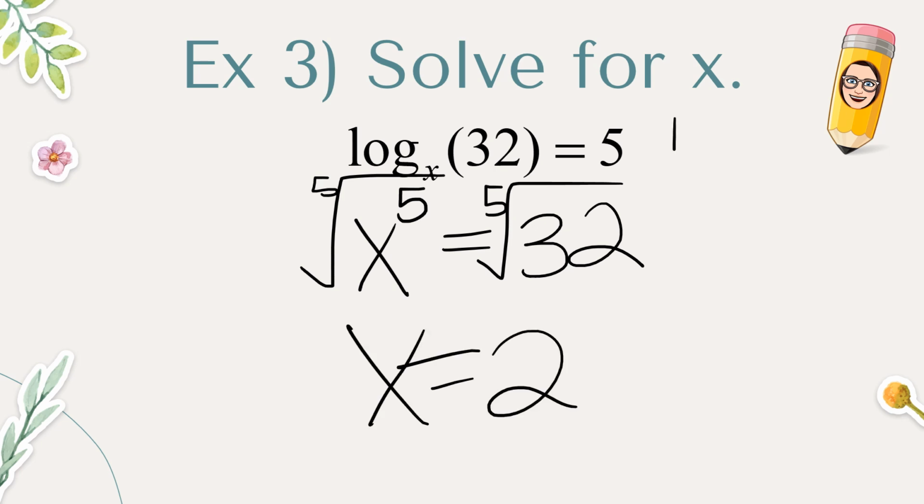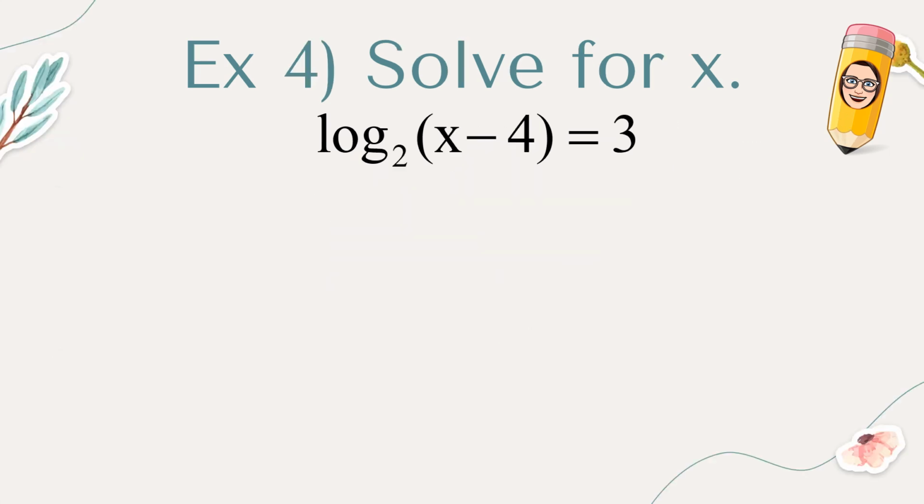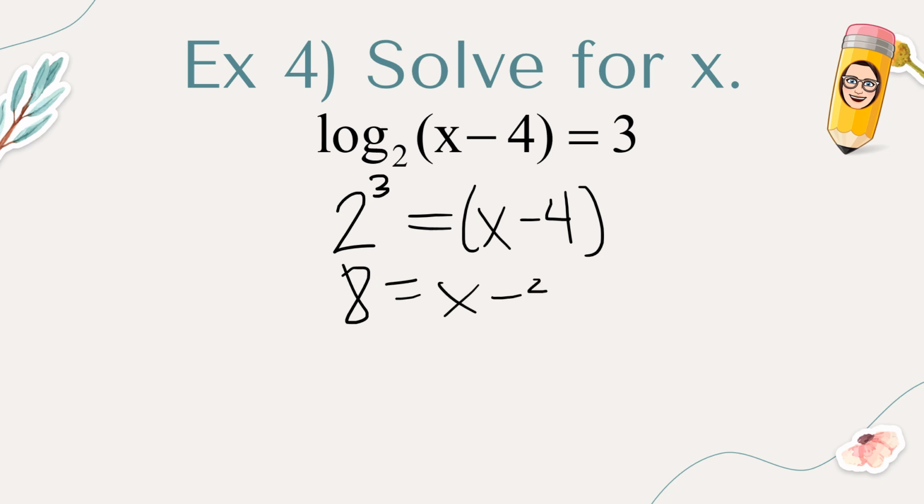We could double check, right? Plug that in, make sure that we get 5. Let's throw some expressions in. Not more difficult, we're just remembering our conversion. The base becomes the base, the answer becomes the exponent. What's remaining is my answer, right? And so we're going to have 8 equals easy solving after that.